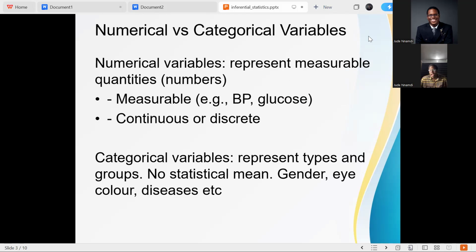However, categorical variables just represent types and groups, such as gender. Although there are a lot of genders now, genders are not something we measure or count. We also have eye colors. There are different eye colors, but these are not numerical variables that we can measure. And also diseases like lung disease, diabetes, hypertension, these are not numbers that we can measure. I will need you to understand this too, because it will be important in understanding the different differential statistics.